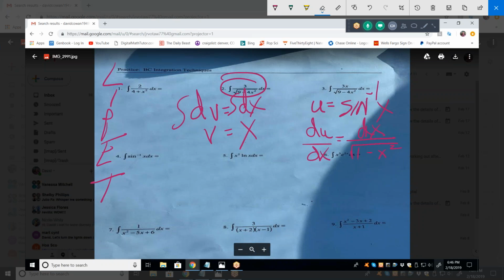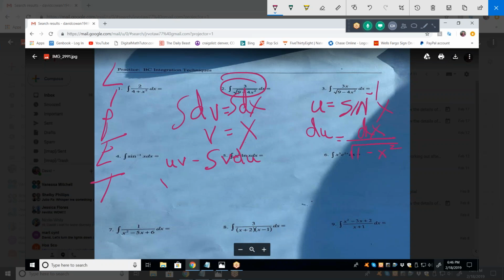And I'm going to need du, part of integration by parts. Remember that the integral of u dv is equal to uv minus the integral of what? uv minus the integral of v du. Voodoo. That's the way I remember it. Okay. What's uv? uv is inverse sine x times x.